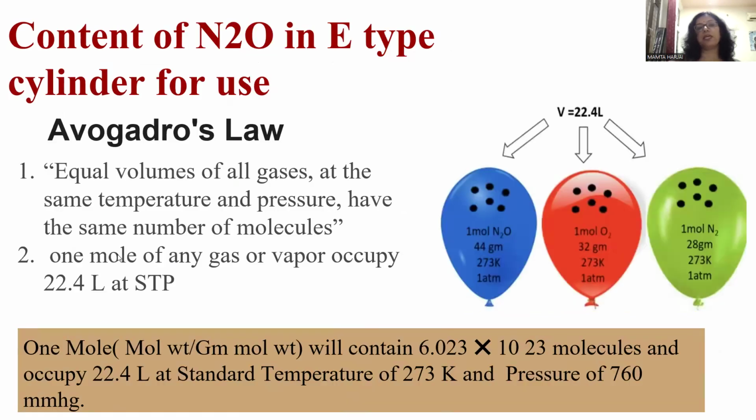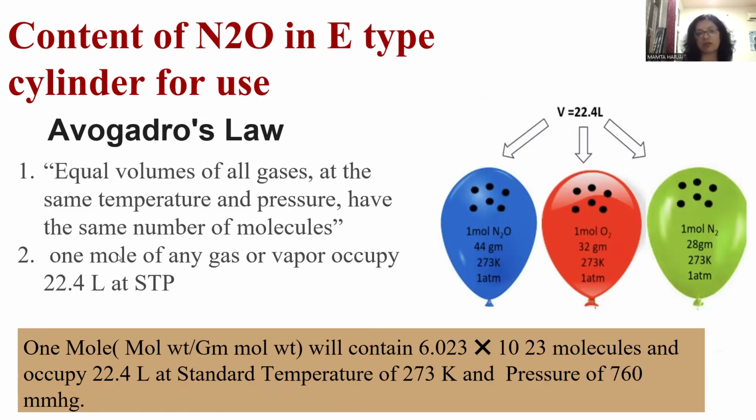This law is not applicable when we have to calculate the content of nitrous oxide in an E-type cylinder. Here we use Avogadro's law. So Boyle's law does not apply here. Boyle's law only applies when the whole of the vapor has evaporated and only gas is left. So until your cylinder is showing constant pressure, the law applicable will be Avogadro's law.